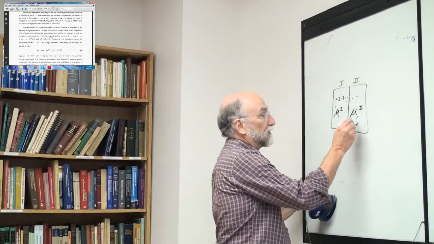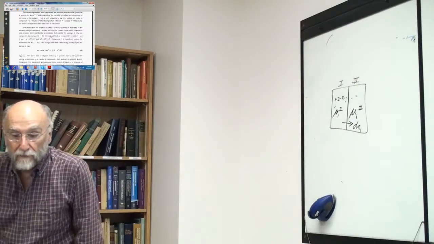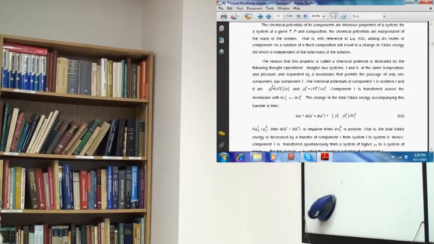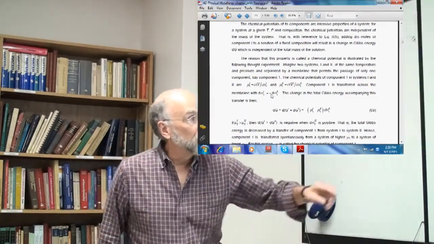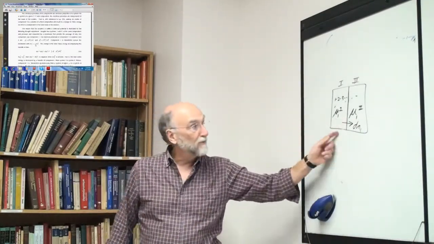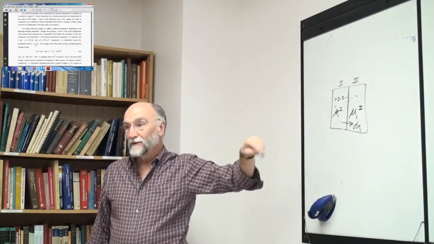Let us suppose that we observe that dN1 moles of component 1 goes in this direction. The chemical potential of component 1 in compartment 1 is dG1/dN1, and the chemical potential of component 1 in compartment 2 is dG2/dN2. Component 1 is transferred across the membrane, with dN1 obviously equal to minus dN2. It leaves here and goes to here. If it's positive over here, then it's negative over there. It's transferred from 1 to 2.